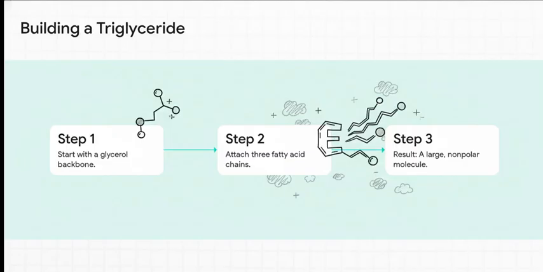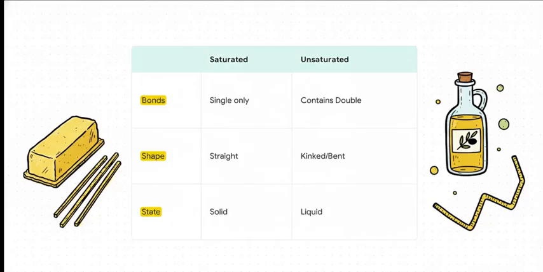So how do you build one? It's pretty straightforward, actually. You start with a little 3-carbon molecule called glycerol. Think of it like a backbone. And then you attach 3 long fatty acid chains to it. And it's these long, kind of greasy chains that are the reason the whole thing just refuses to mix with water.